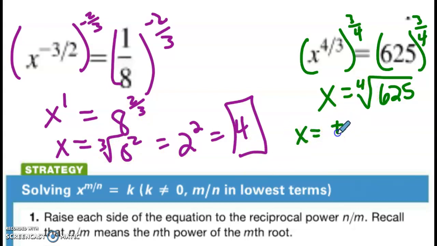It's actually x equals plus or minus whatever the fourth root of 625 is. I believe it's 5, right? 5 times 5 is 25, times 5 is 125, times another 5 is 625. This is what they were talking about. You have to have the plus or minus there, guys, because I'm taking an even root. Okay? If I take negative 5 to the 4/3, I'll get 625. If I take positive 5 to the 4/3, I'll get 625.